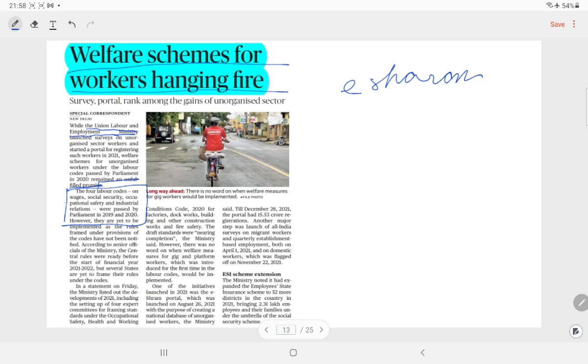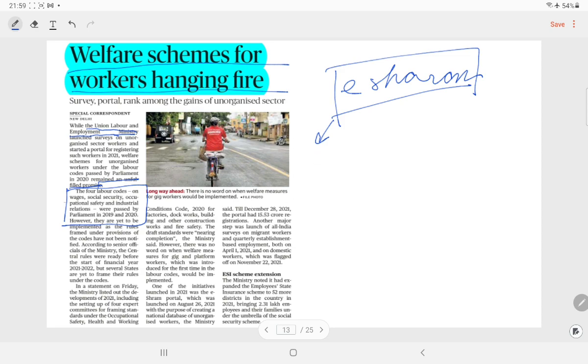Also, the ministry listed out the developments in 2021, meaning the Ministry of Union Labor and Employment, but there was no word on when welfare measures for gig and platform workers, which were introduced for the first time in the labor code, would be implemented. Also, one of the initiatives launched in 2021 was the e-Shram portal, which was launched on 26th August 2021 with the purpose of creating a national database of the unorganized sector. So the e-Shram portal is important, and facts like these can be asked in prelims.